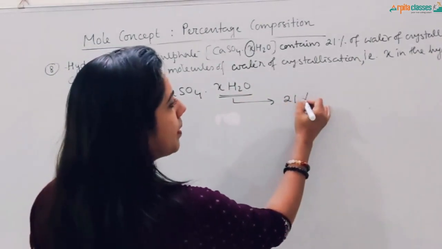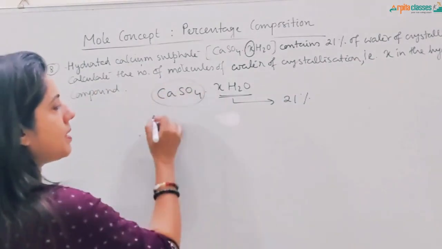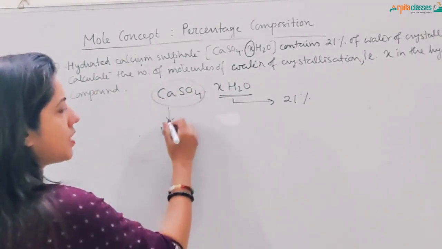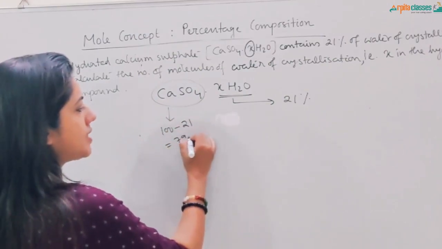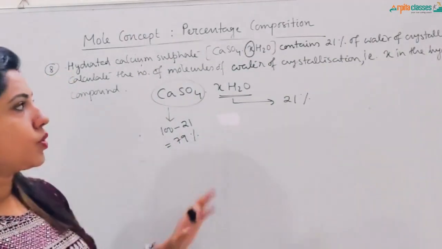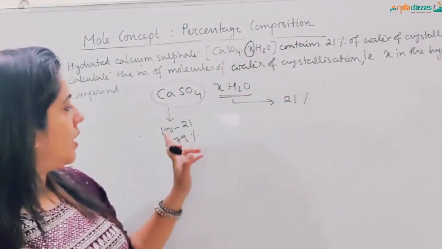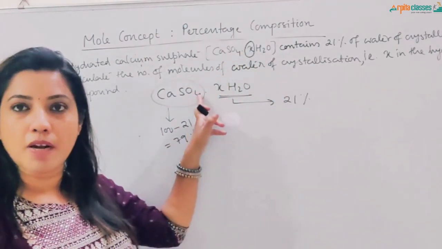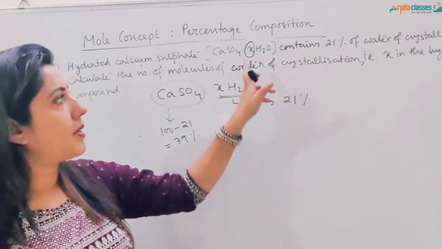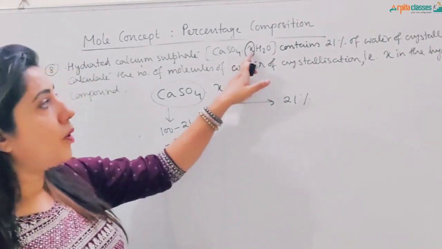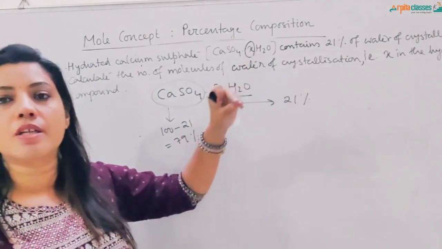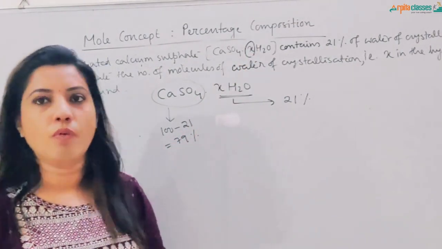So obviously the percentage of CaSO4 only will be 100 minus 21, that is 79%. So in this hydrated molecule, 79% is calcium sulfate and 21% is water of crystallization. We need to find out the number of molecules of water of crystallization, whether it is 1, 2, 3, 4, that we need to find out.